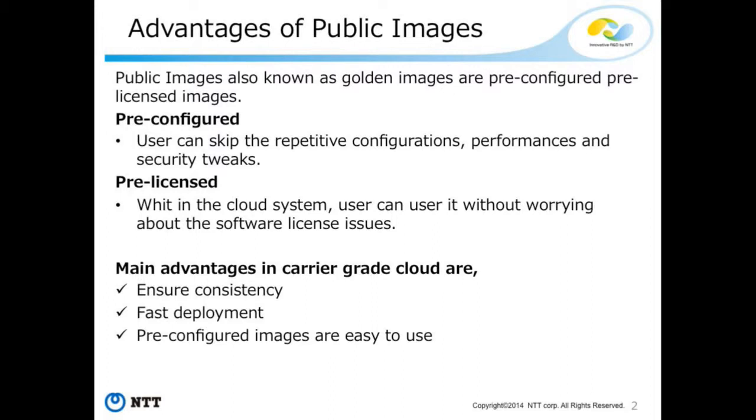How we create this public image is that we configure the VMs to our environment, and we install some required software with pre-license. So if you're going to make a VM out of the public image, it doesn't matter if you make 1 or 10, almost everything is the same. And it's very fast, and you can deploy 20, 30 VMs within a few minutes. So these are the main advantages of using the public image in carrier grade clouds.